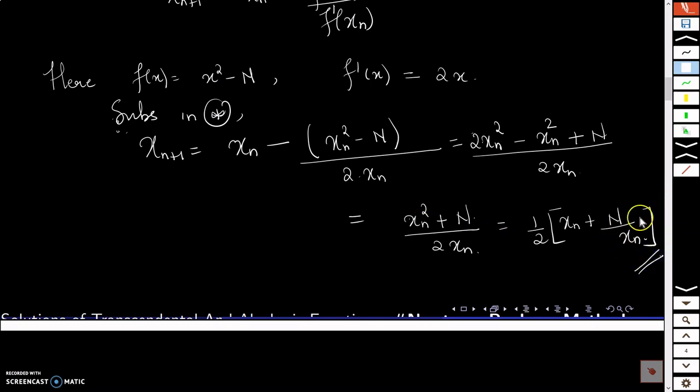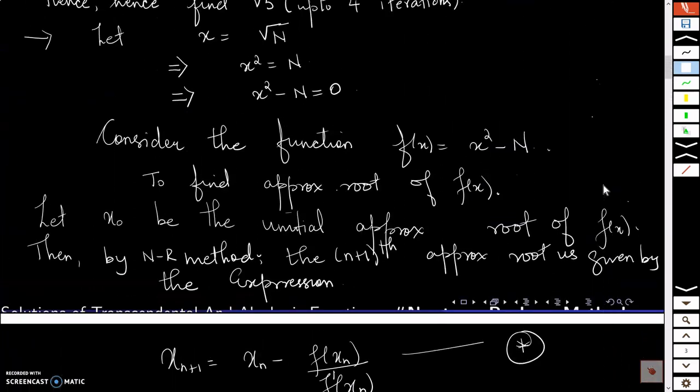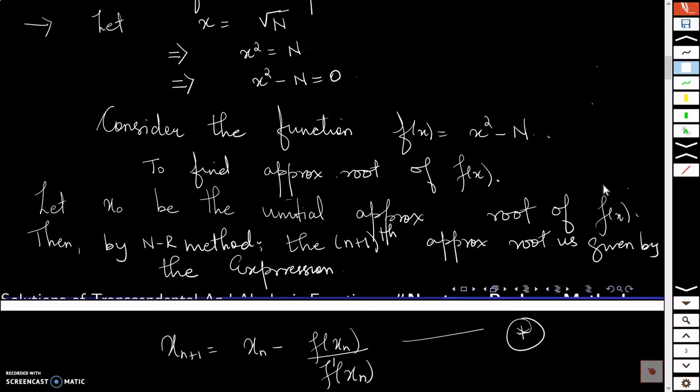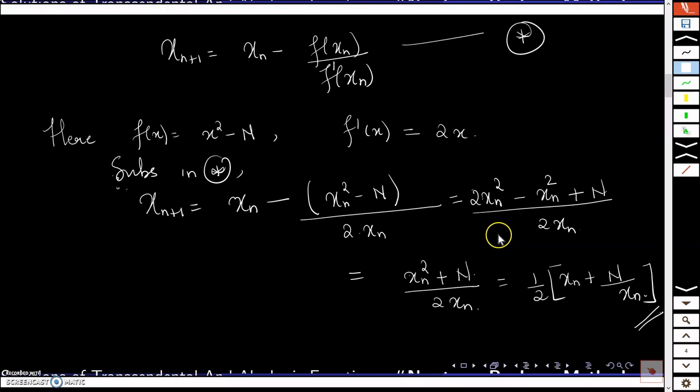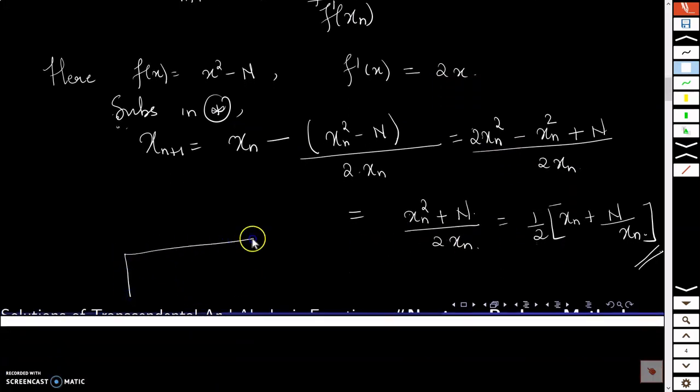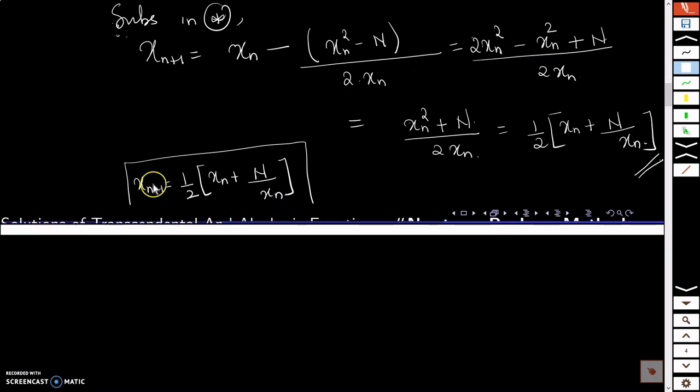Okay, so if I want to find the approximate square root of any positive real number capital N, then what do I have to start with? I have to start with the initial approximate square root of that. That will be x naught. Then using x naught, I can find x1 using this expression. So xn plus 1 is equal to half xn plus capital N by xn. So x1 will be half x naught plus capital N by x naught. So using that I can find x1.